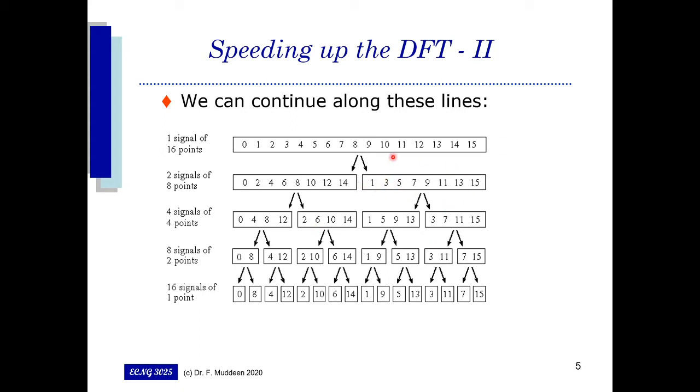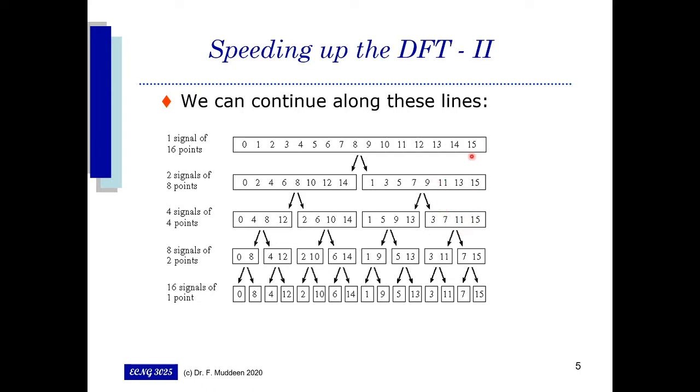Similarly, we can also do this for the odd index sequence, where the even indexes are going to be 1, 5, 9, and 13, and the odd indexes are going to be 3, 7, 11, and 15.